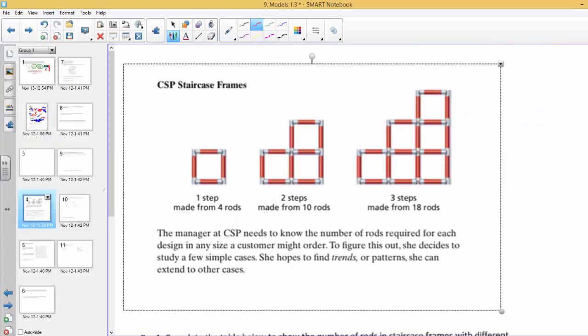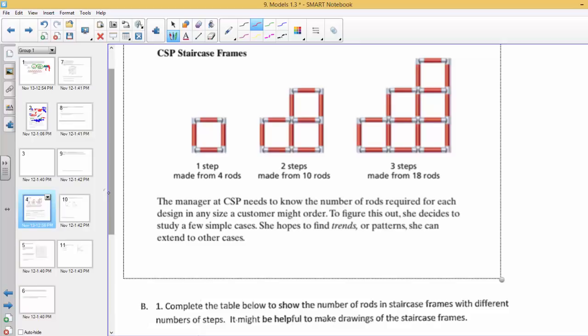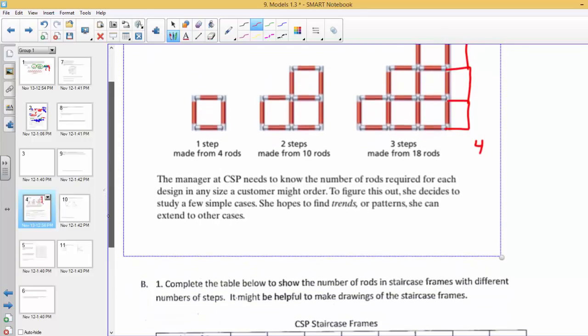Okay, for the next question, we're going to do this lovely diagram, which is a staircase. So 1 step, you need 4 rods. 2 steps, you need 10 rods. 3 steps, you need 18 rods. So 4 steps, you would add 1, 2, 3, 4, 5, 6, 7, 8, 9, 10. So you would add 10 more rods. So 4 would give you 28 rods.